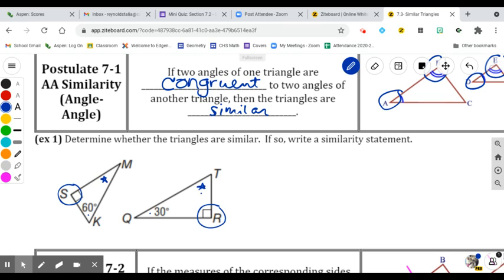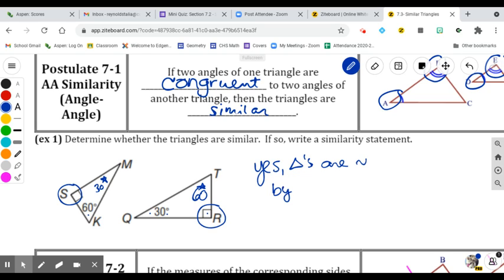So I'll find angle T first. If you add 30 and 90, that's 120. Subtract from 180 and you get 60. Same thing over here. 150 from 180 would be 30. So see how now that I found those missing angles, now they do actually match. So I would say that yes, these triangles are similar.